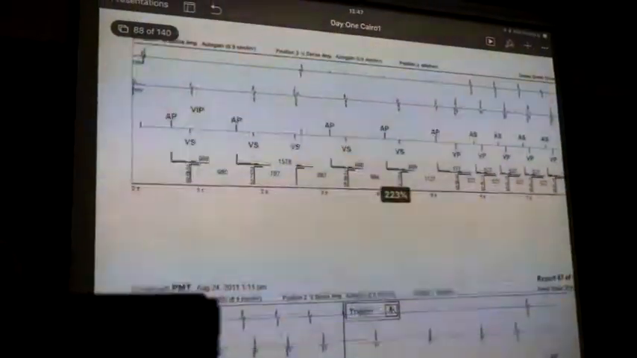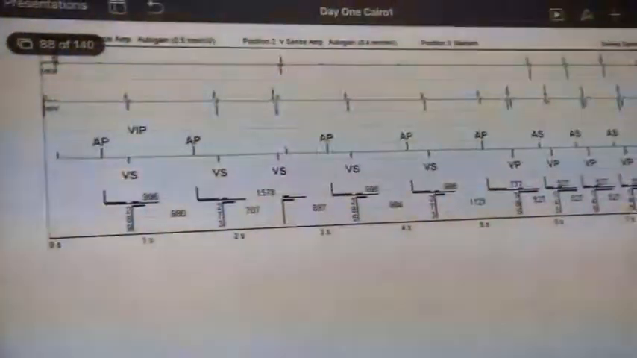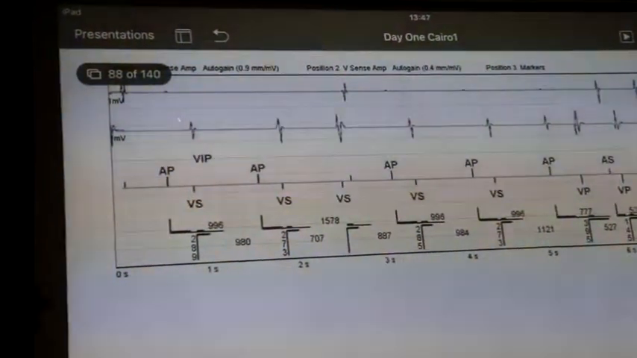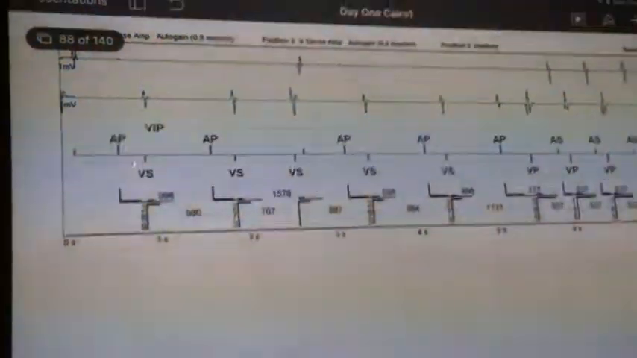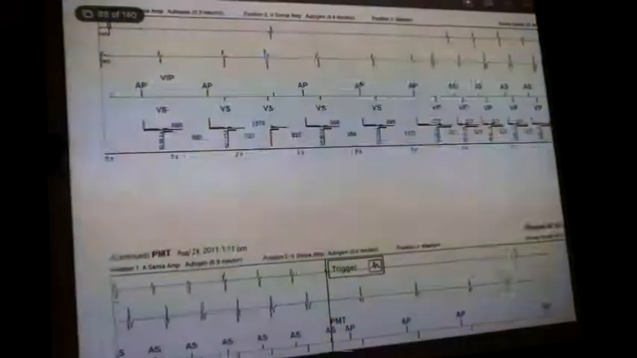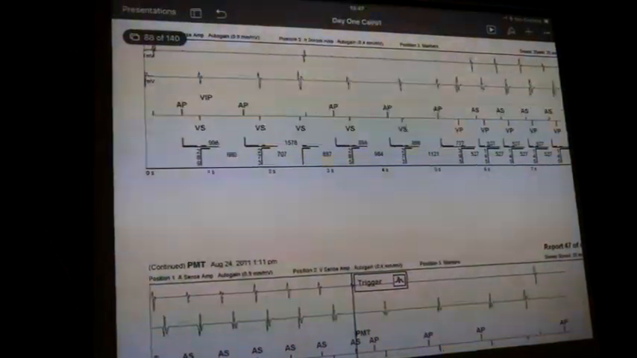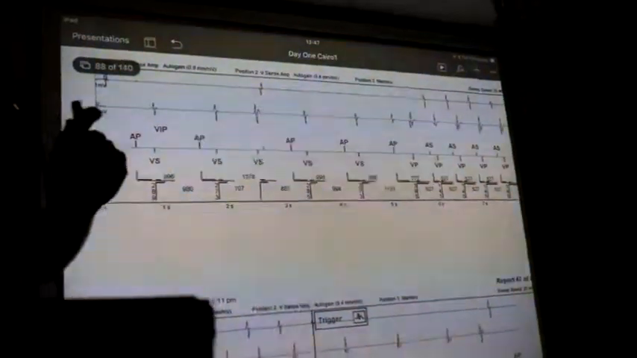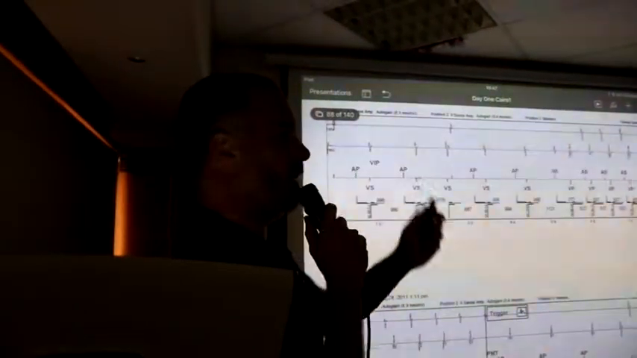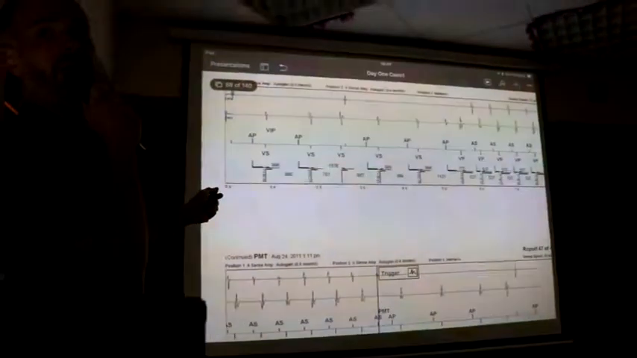This one's got a stupid word in it, so we'll see how we get on. A-PACE, V-SENSE, VIP, long AV delay. Okay, no retrograde conduction, we're all good. A-PACE, is that definitely capturing the A? Yeah. It doesn't look like it, does it? It's a flat line. Remember what I said about shrinkies? It shrinks, it goes like that. Sometimes there's deflection of the line.